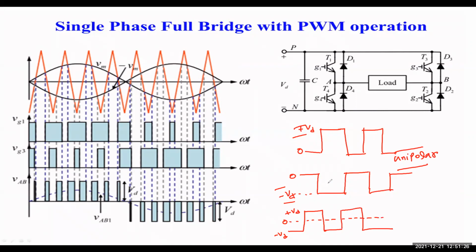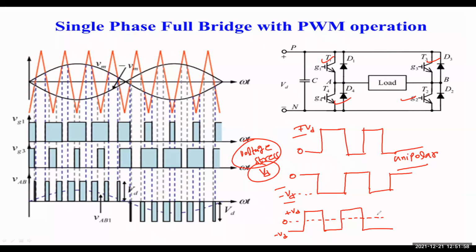One main advantage of unipolar operation is that the stress across the devices is less. That means the voltage stress across the switching devices, such as an IGBT or MOSFET, is only VD. The voltage stress across the devices is only plus VD.